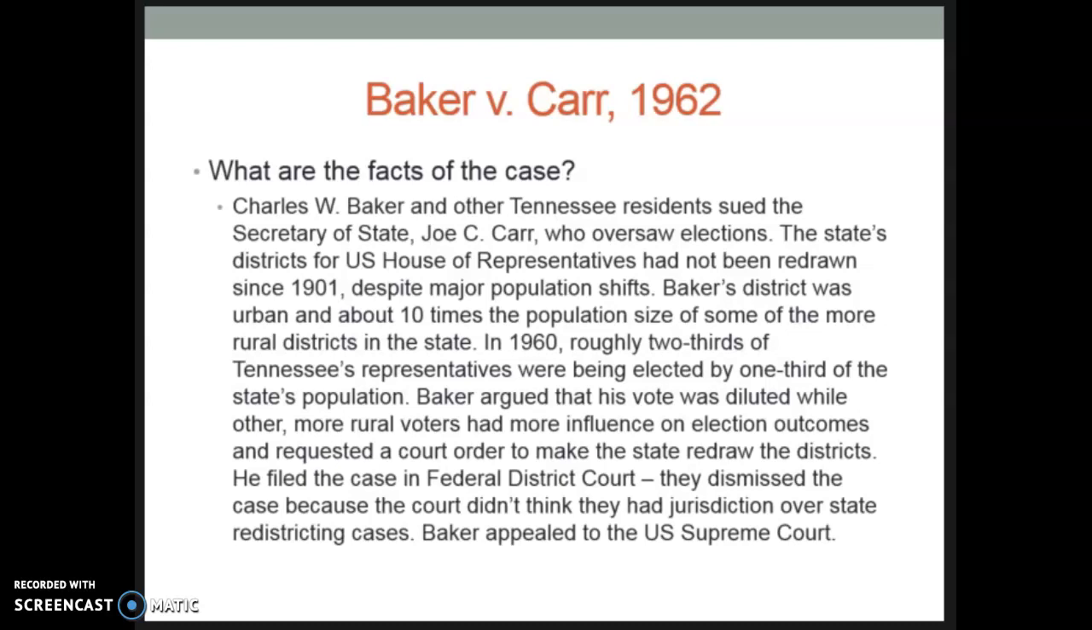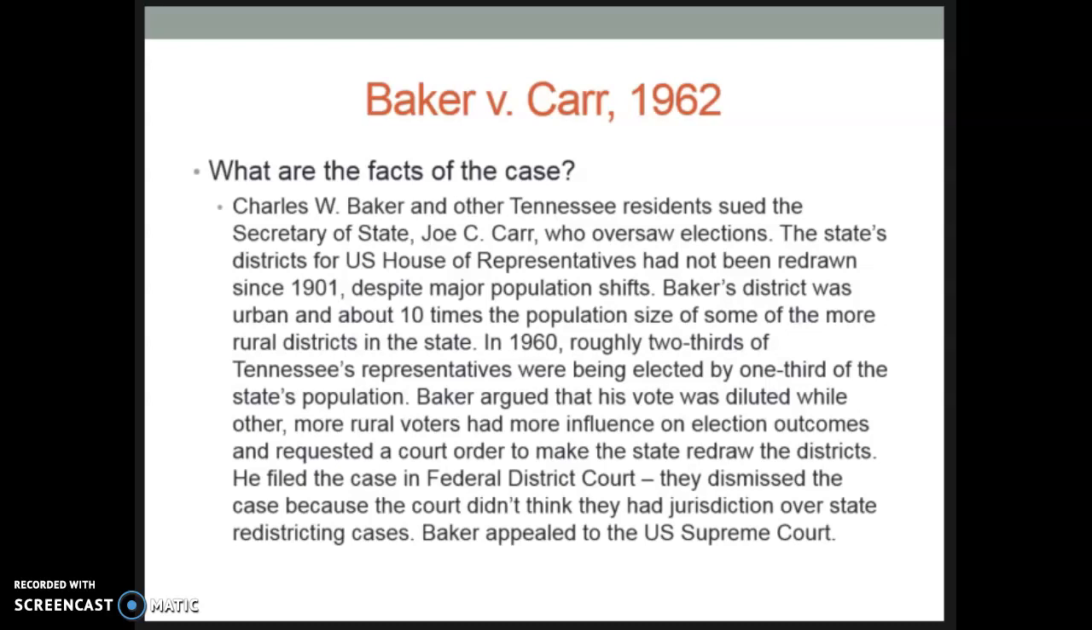The district that Charles Baker lived in was about 10 times the population of some of the more rural districts in the state. And so because of that, 2/3 of Tennessee's representatives were being elected by only 1/3 of the state's population. And so Baker's vote, he lived in a city, was being diluted by other more rural voters in districts where there were fewer people.